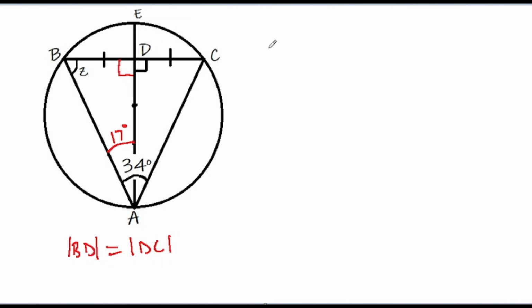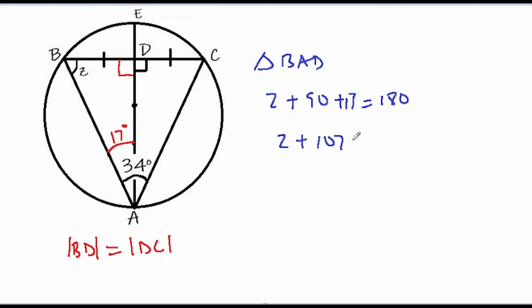So therefore, we're going to consider triangle BAD now. Triangle BAD. Okay, so what are the angles in that triangle? We have Z, we have 90 degrees, and we have 17 degrees. Everything sums up to 180 degrees. So Z plus 107 is equal to 180. So Z is equal to 180 minus 107. So Z is obviously 73 degrees.